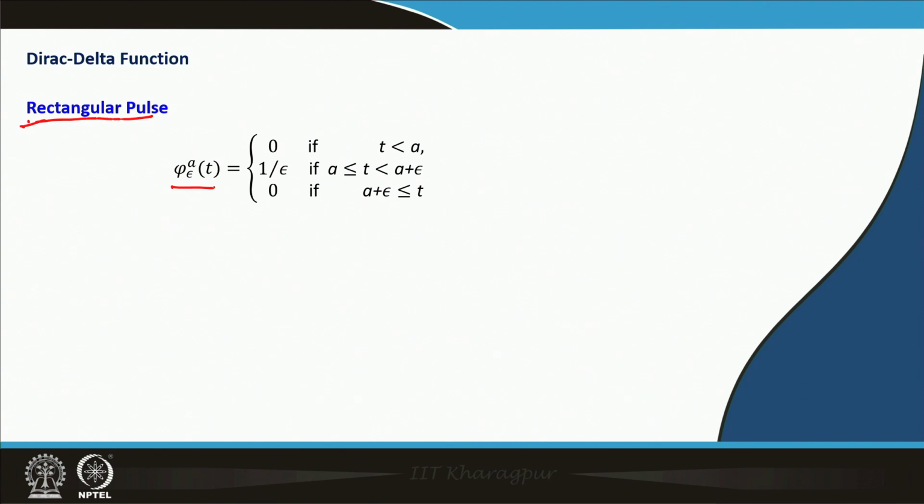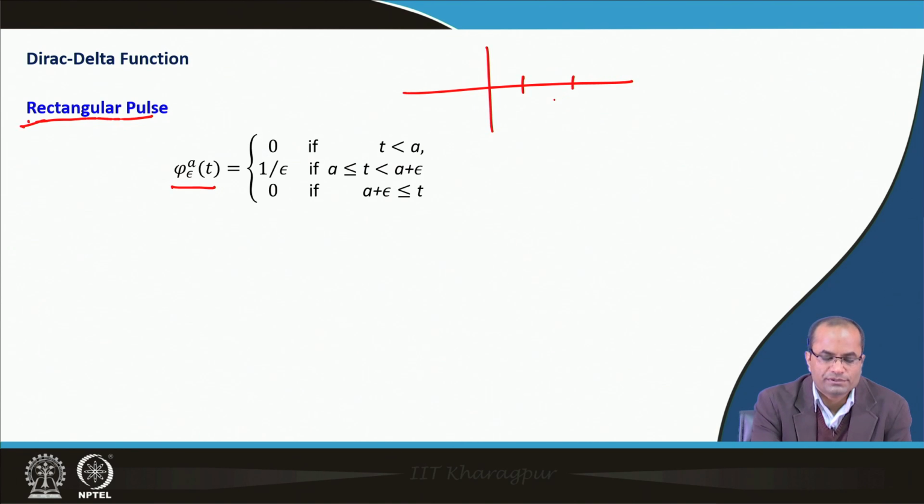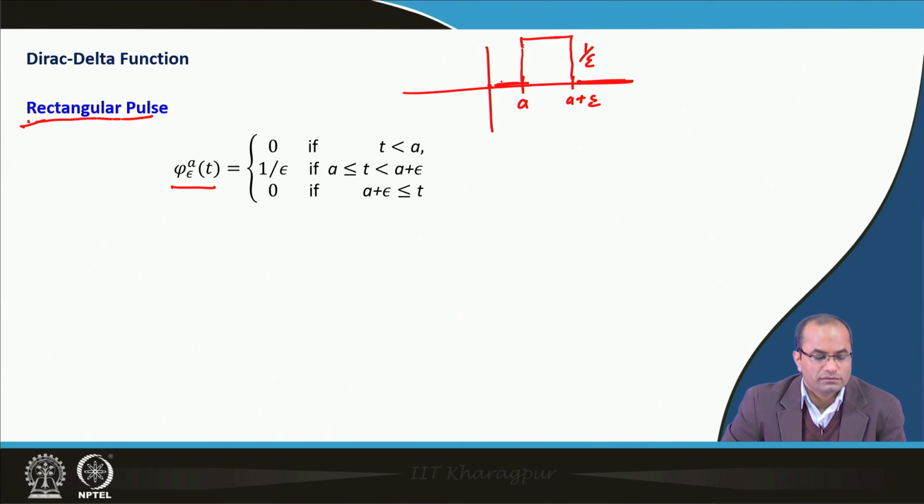So, we define this rectangular pulse phi epsilon a as 0 if t is less than a, and between a and a plus epsilon we define it as 1 over epsilon. So, the height is 1 over epsilon from a to a plus epsilon. Otherwise, in the region before it and after it, the function is 0. This is the so called rectangular pulse function.